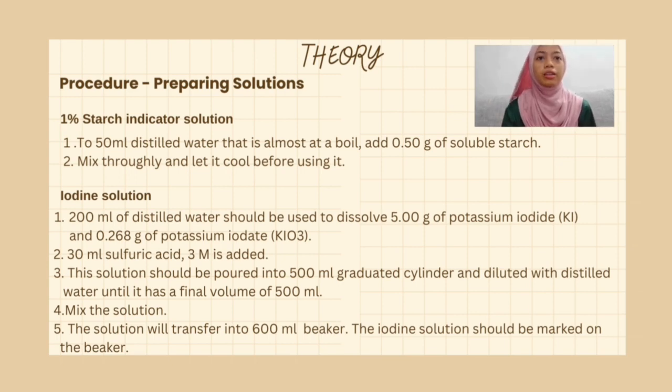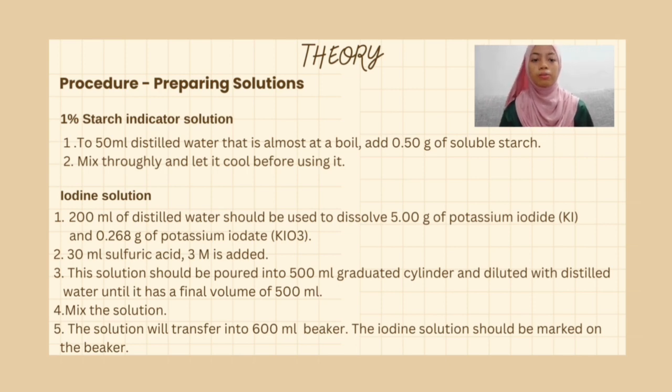Next, we need to prepare the iodine solutions. First, 200 ml of distilled water is used to dissolve 5 gram of potassium iodide and 0.268 gram of potassium iodate. And then 30 ml of sulfuric acid 3 molar is added into the solutions. This solution will be poured into a 500 ml graduated cylinder and diluted with distilled water until it has a final volume of 500 ml. And then we need to mix the solutions. After that, the solutions will be transferred into a 600 ml beaker.